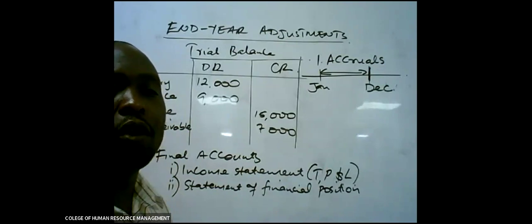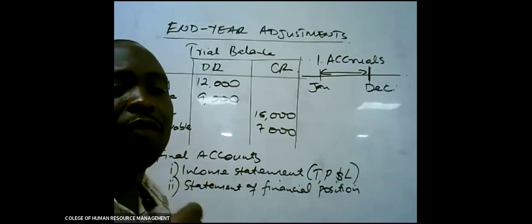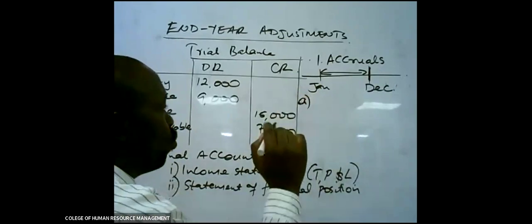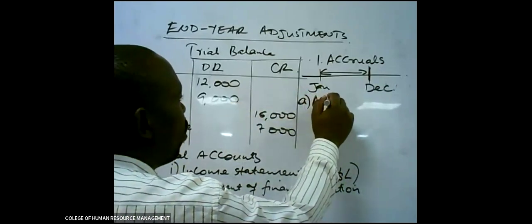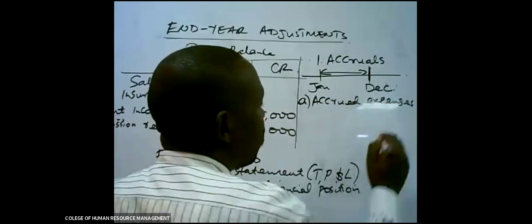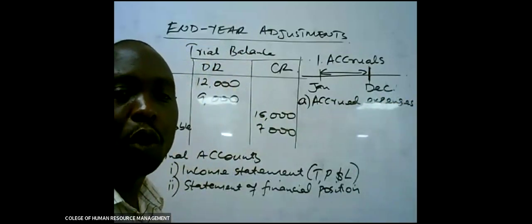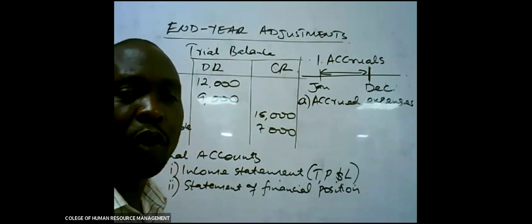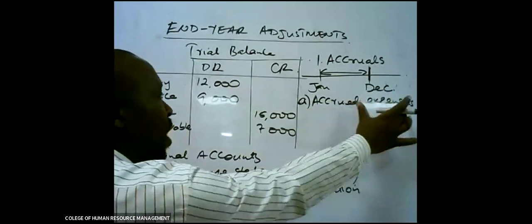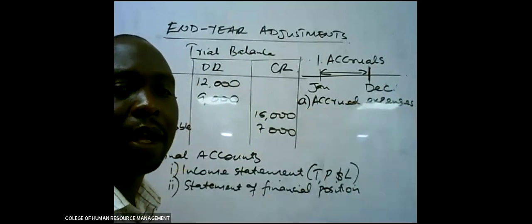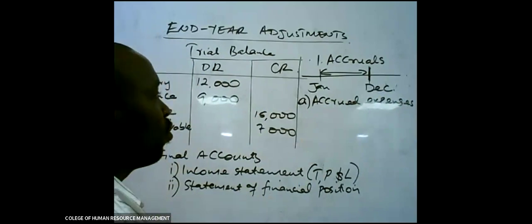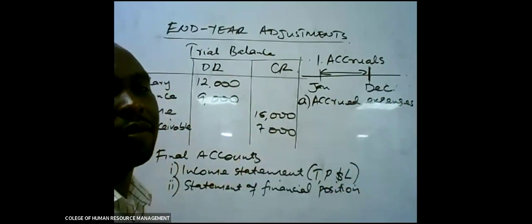And on that basis, because it is either an amount not yet received or not yet paid, we are going to have accruals categorized into two. A, we have what we call the accrued expenses. So an amount not yet paid by the end of the financial year is said to be accrued expenses, because expenses we pay. And if there is any amount for a particular expense not yet paid, it is going to be considered as an accrued expense amount.